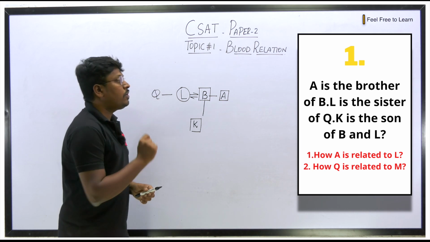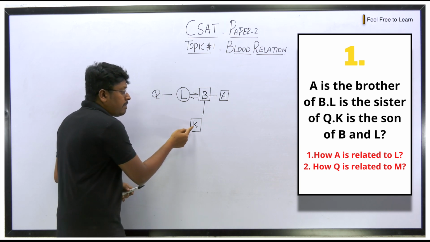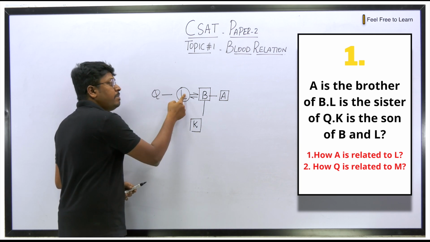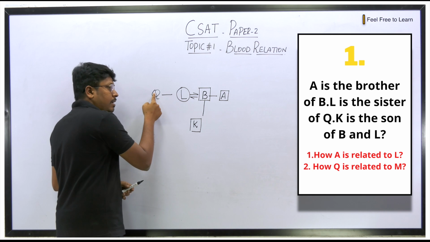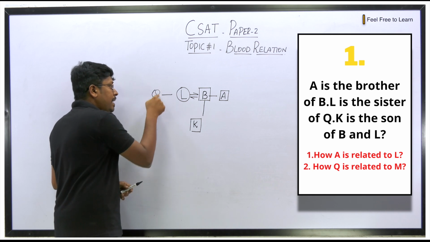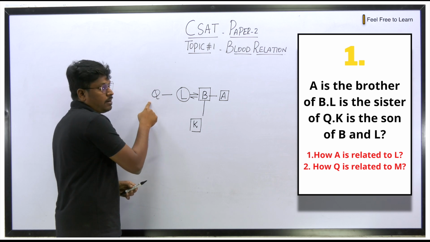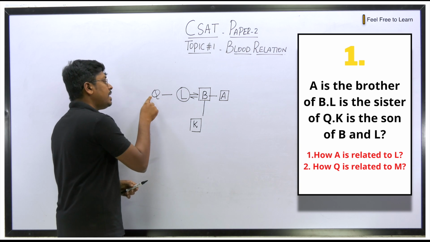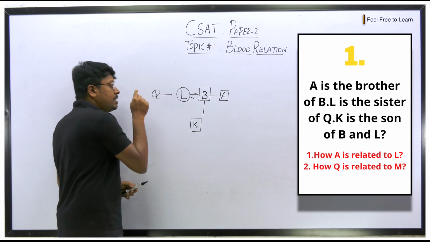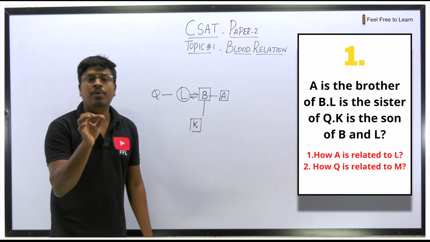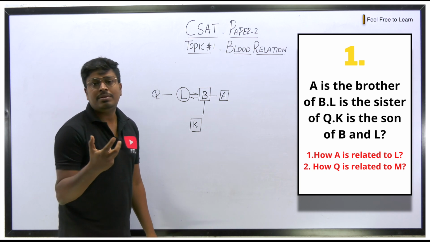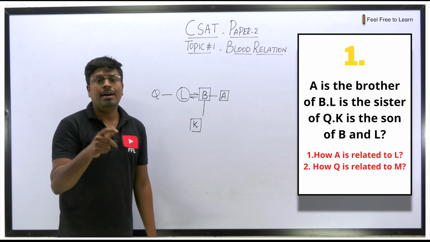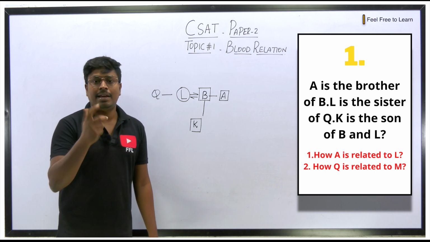Second question: how is Q related to K. From K, we need to find the relation of Q. From K, L will be the mother. So mother's brother, if it is a male person, the answer will be uncle. If it is a female person, the answer will be aunt. But here, we don't know the gender of the person Q. If we don't know the gender, then the answer is cannot be determined, because we can't say the relationship of Q. Yes or no? Because if we don't know the gender, then we can't guess the answer. So the answer will be cannot be determined.